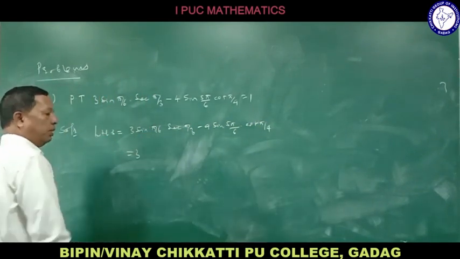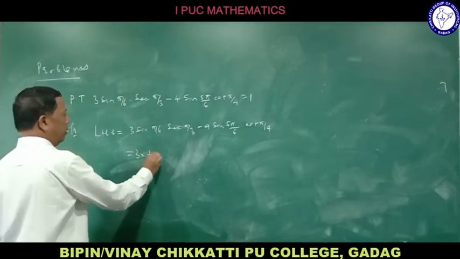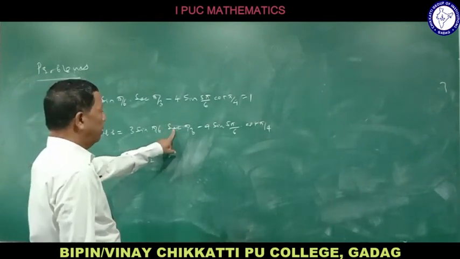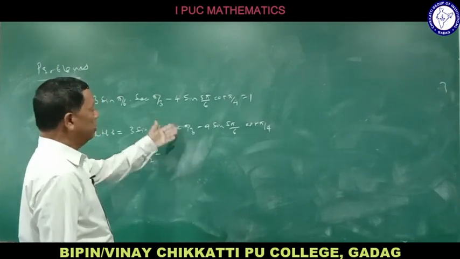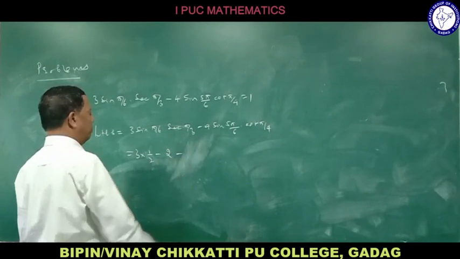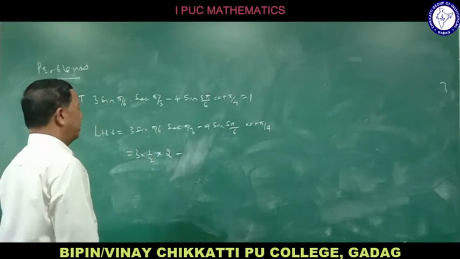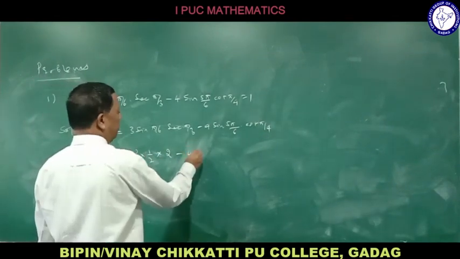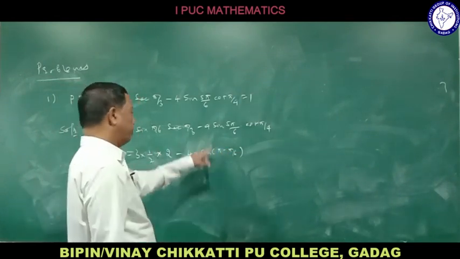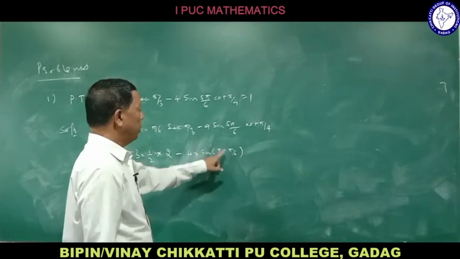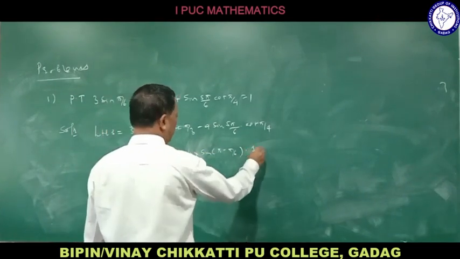Pi by 6 means sin 30. Sin 30 value is 1 upon 2. And sec means 1 upon cos. Cos pi by 3, cos 60 is 1 upon 2. 1 upon 1 upon 2 is nothing but 2 upon 1. 2 minus. Here you have to see this sign. And now we go for 4 sin 5 pi by 6. It is in the second quadrant, where sin is positive. So we write sin of pi minus pi by 6. And cot pi by 4: tan 45 and cot 45 is also 1.